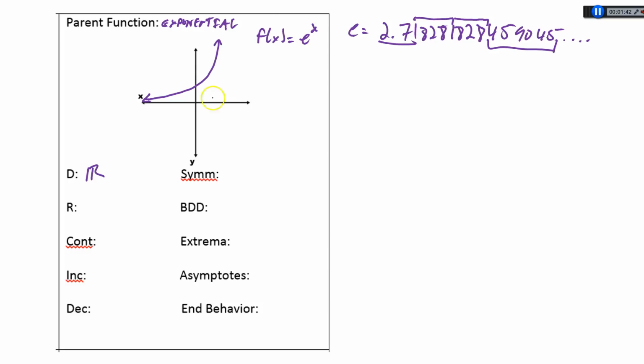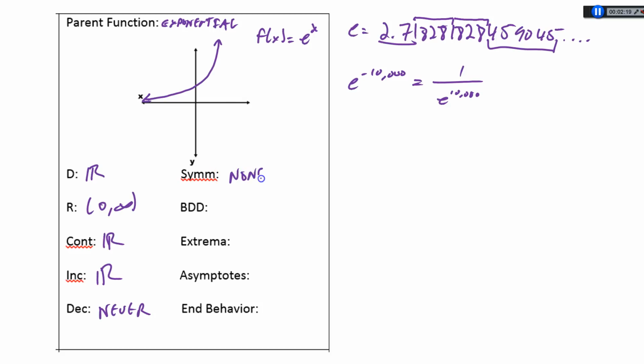Domain, all real numbers. Range, open parentheses, 0 to infinity. We can't get 0, right? Remember, if you do a negative number, like e to the negative 10,000, that is 1 over e to the 10,000. That's going to be a really big number on the bottom of a fraction. It'll get very small, but it won't ever hit 0. The more and more negative I go, that puts bigger numbers on the bottom of a fraction, but it'll never get to 0. The more positive you go, obviously, a positive number to a positive power is going to get very big. It's continuous everywhere, increasing everywhere, never decreasing.